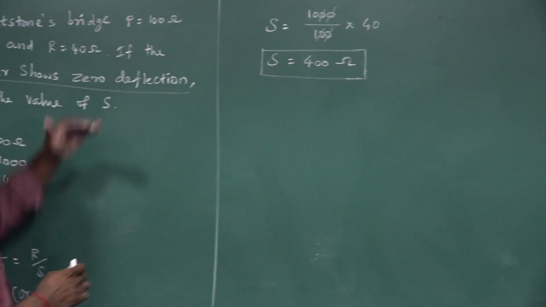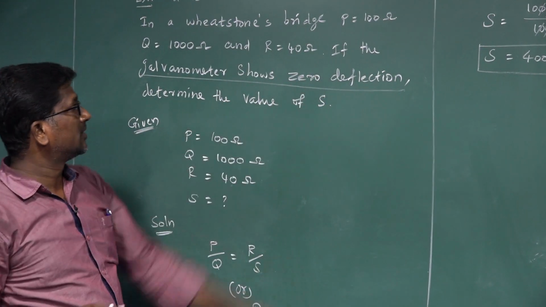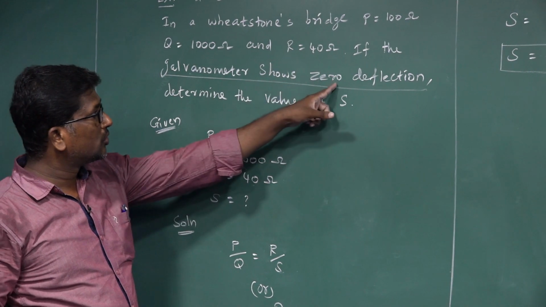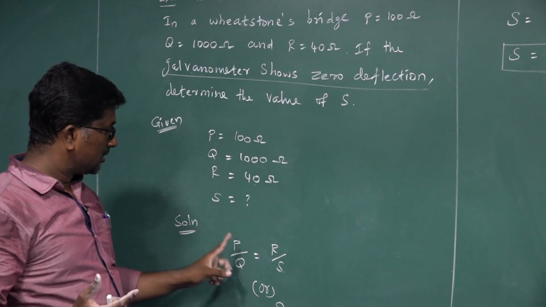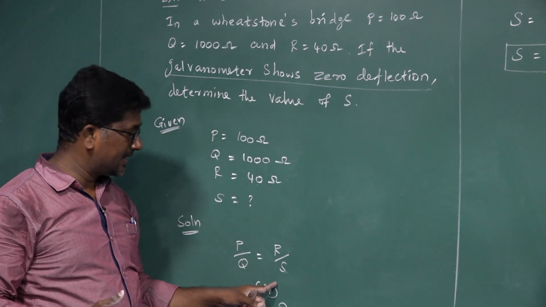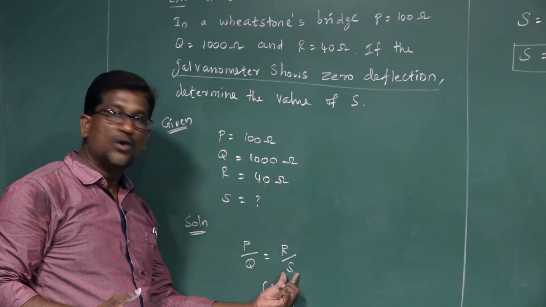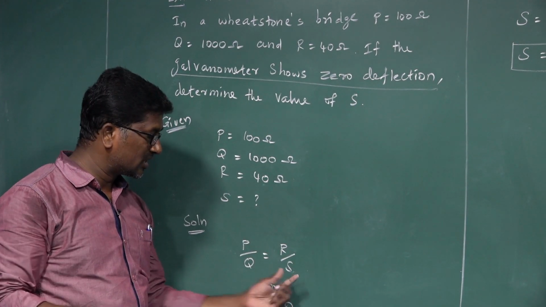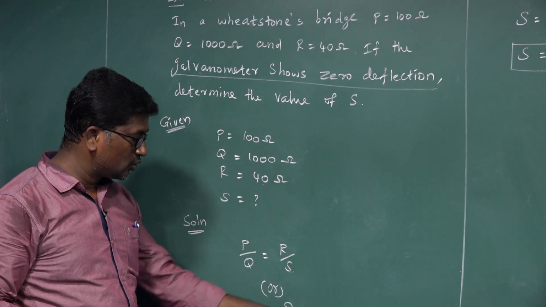So the key sentence in this question is galvanometer shows zero deflection. If the galvanometer shows zero deflection, the Wheatstone bridge is in balanced condition. The bridge balance condition is P divided by Q is equal to R divided by S. By using this condition, we can find out the value of the unknown resistance, and that is S. Right? S is equal to Q divided by P into R.